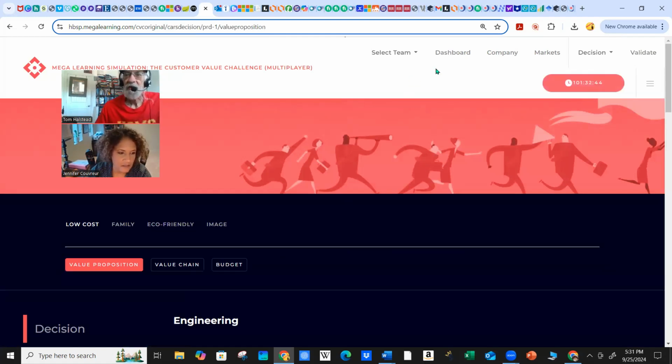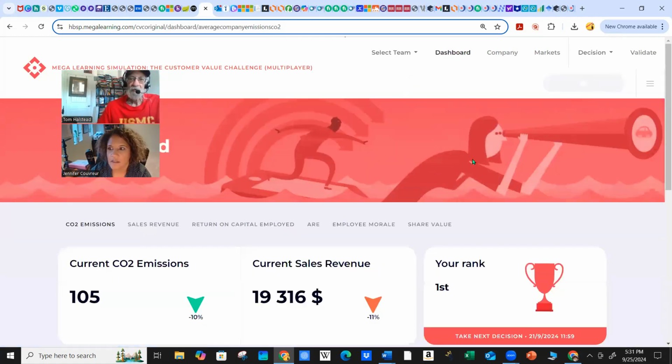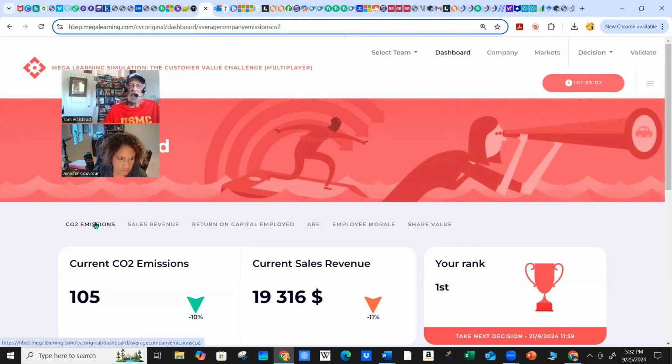Let's see if I can go back to the landing page. We'll go back to the dashboard. When you first sign on, this is what you see, your dashboard. I don't have yellow. I've got an older team that's got 5 decisions in already, so I can show you what happens a little later with the decisions. But the first thing you look at, across the bottom here, are the 6 big indicators of how you're doing. You can just look at each one of those to see how you are.